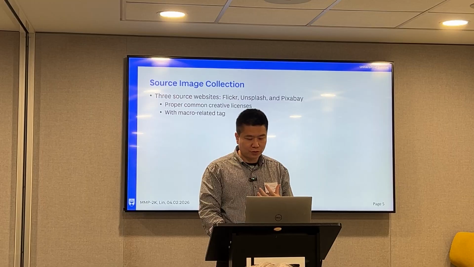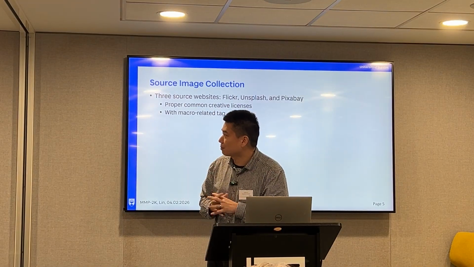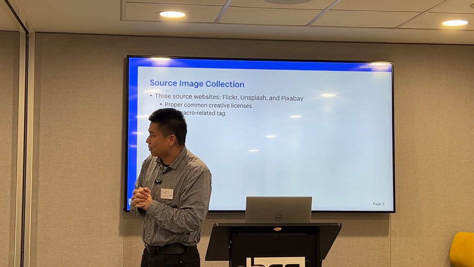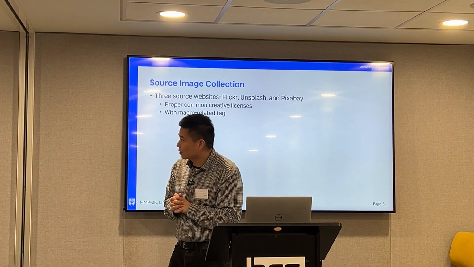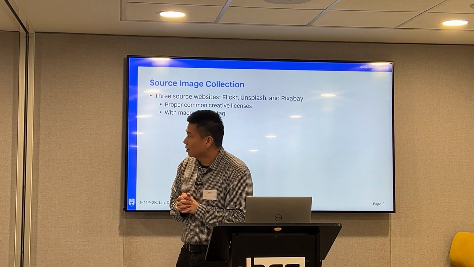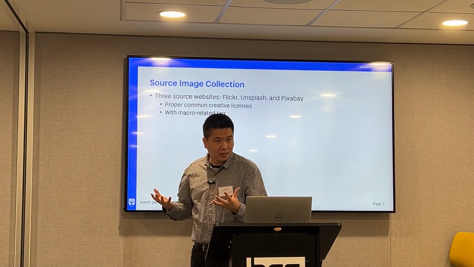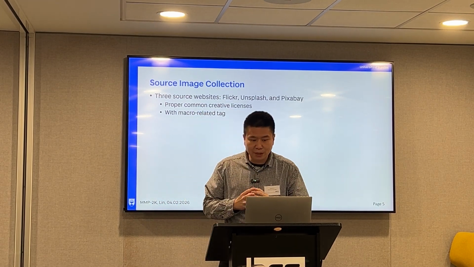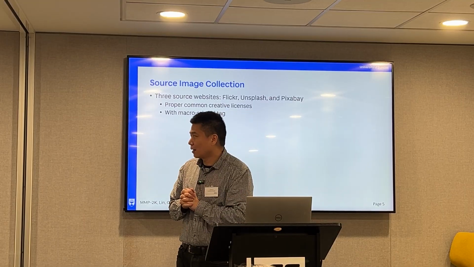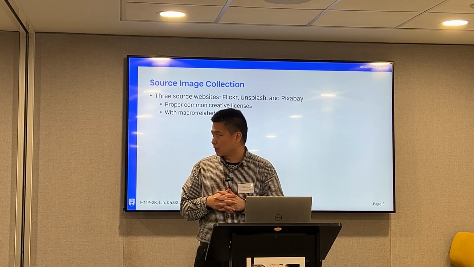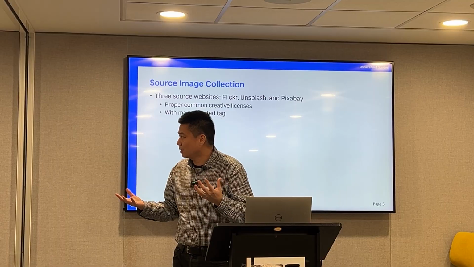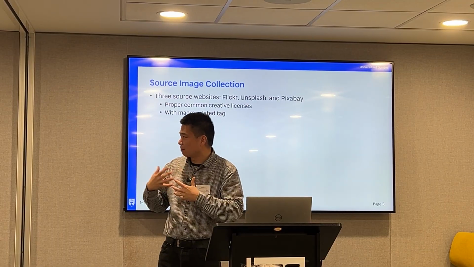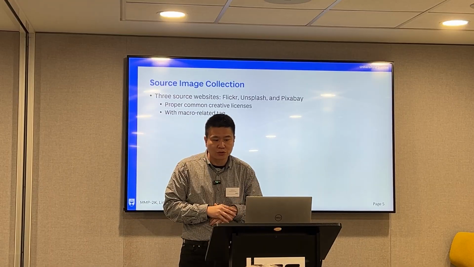There are some more details. First, we get images from three websites: Flickr, Unsplash, and Pixabay. Because of IP issues, we also consider that they have the proper Creative Commons copyright, so that everyone can use them and they are free to distribute. We also get machine tags or human-annotated tags with macro information, like macro photography keywords.